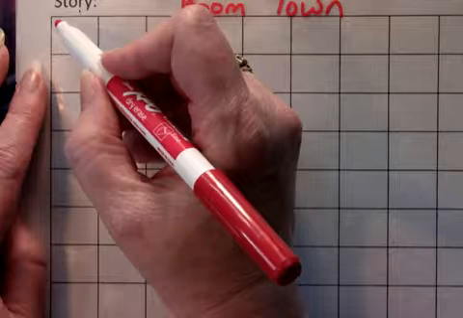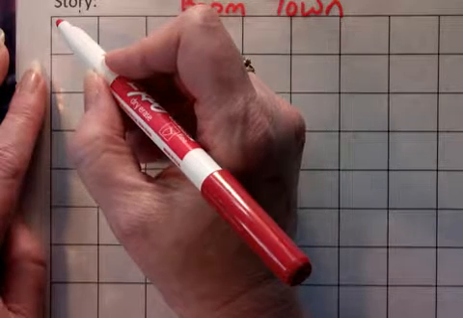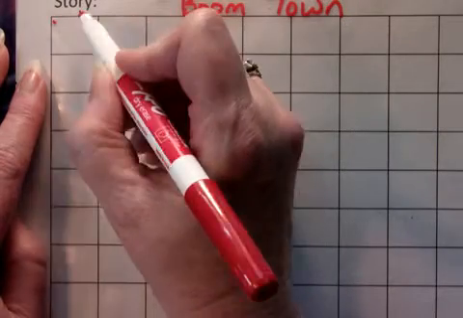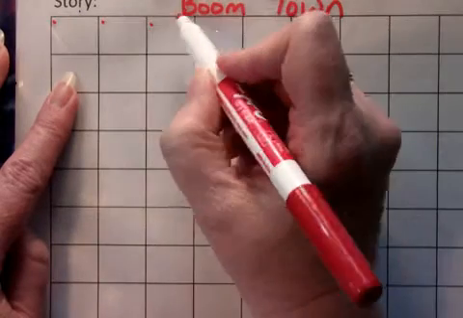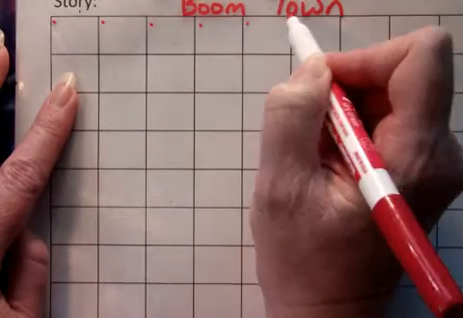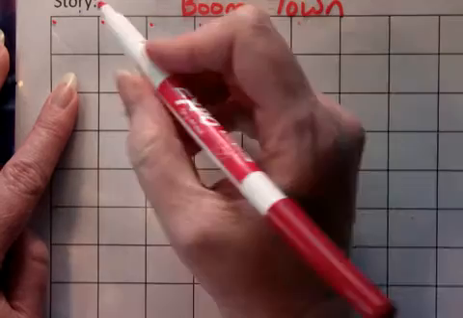Basket. It's the first word we'll do. Basket. B-a-s-k-e-t. The first sound is B.